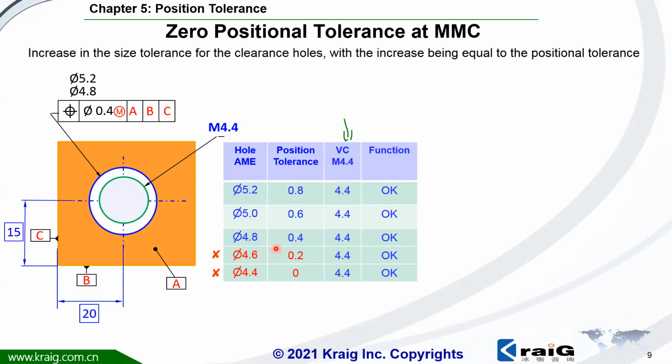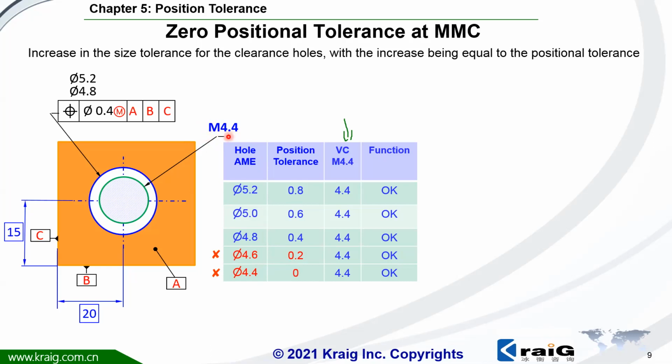Now we have the question. If the function is what you want, then this joint has some problem. We don't care if the hole size is smaller than 4.8. What we care about is that the function of these parts should be okay. What's the function?